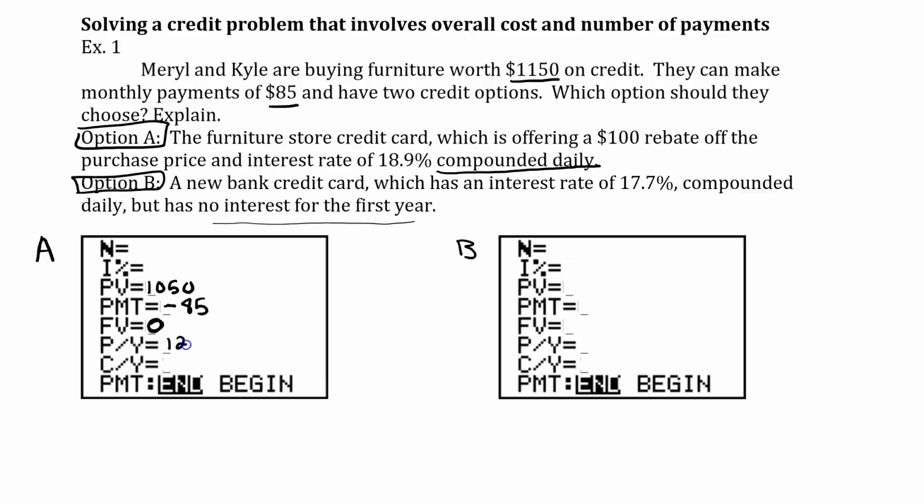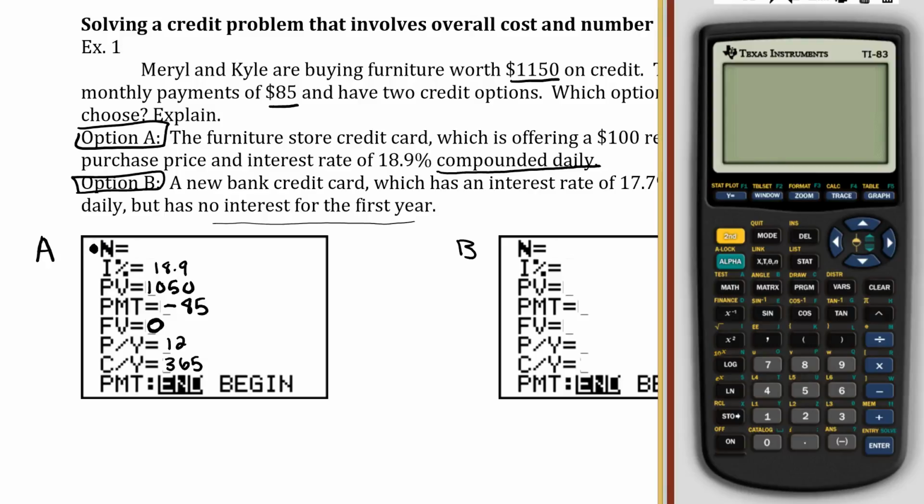Payments per year, so that's attached with our payments here, so we can make 12 payments per year, and the compounding periods per year for the interest, 365. The interest rate here is going to be 18.9, and we want to solve for n. That way we can see how much interest we're going to pay over the entirety of the loan. So I'm going to go up here and I'm going to say 18.9.